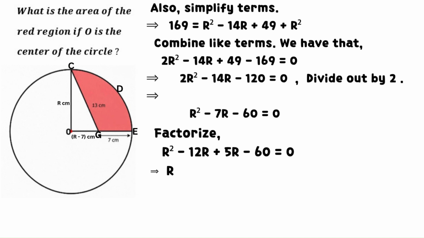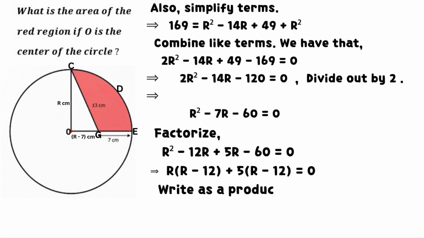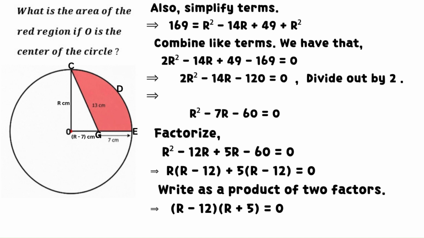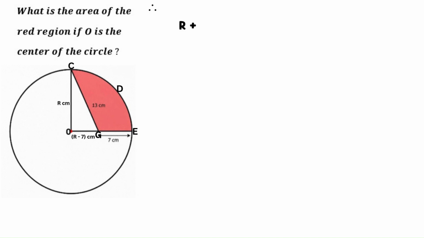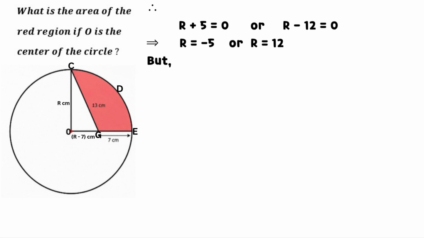Factorize. We have that the square of R minus 12 times R plus 5 times R minus 60 equals 0. Factorize further as shown on the screen, then write as a product of two factors. This means that the product of R minus 12 and R plus 5 equals 0. Therefore, either R plus 5 equals 0, or R minus 12 equals 0.